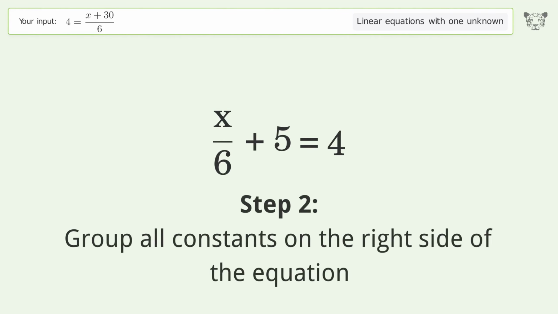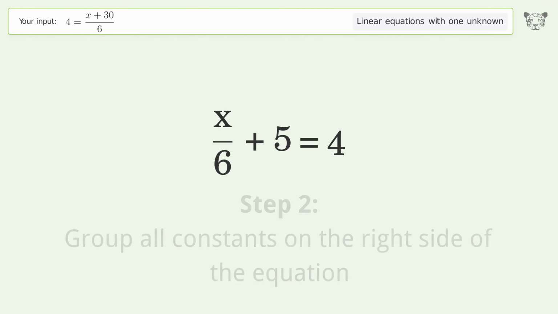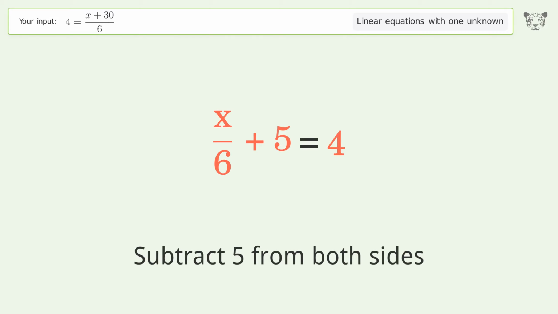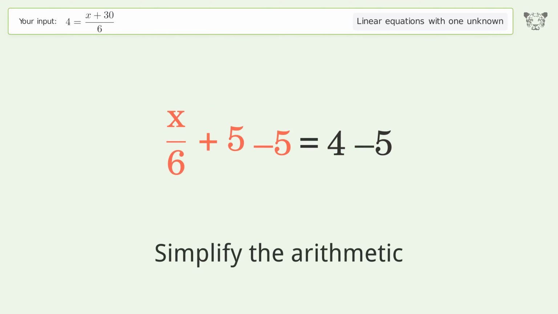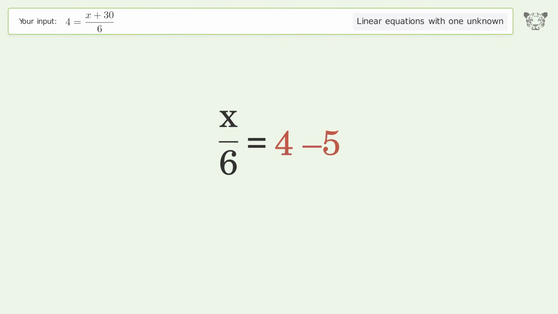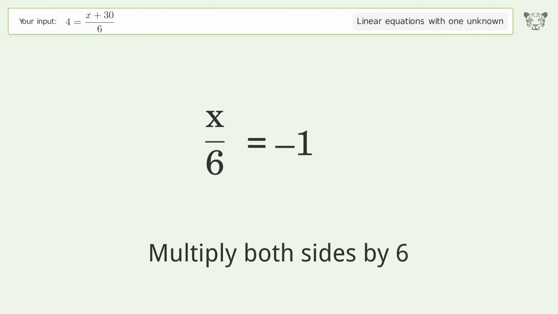Group all constants on the right side of the equation. Subtract 5 from both sides. Simplify the arithmetic. Isolate the x. Multiply both sides by 6.